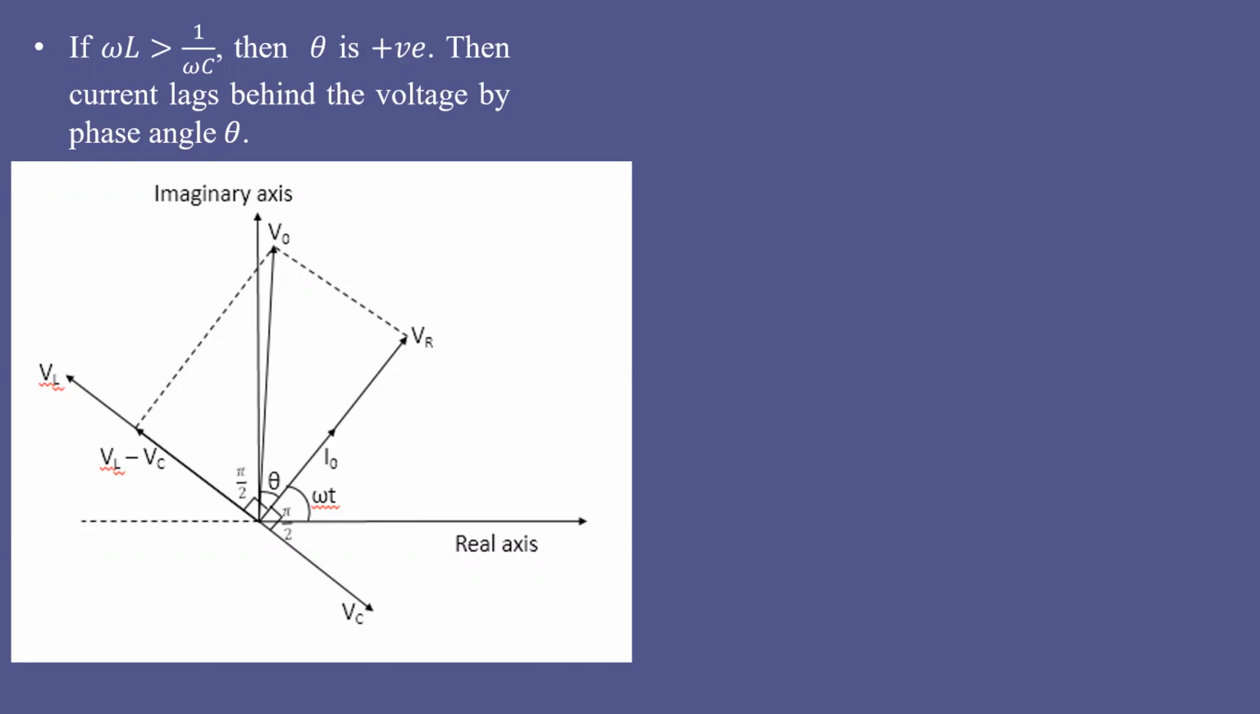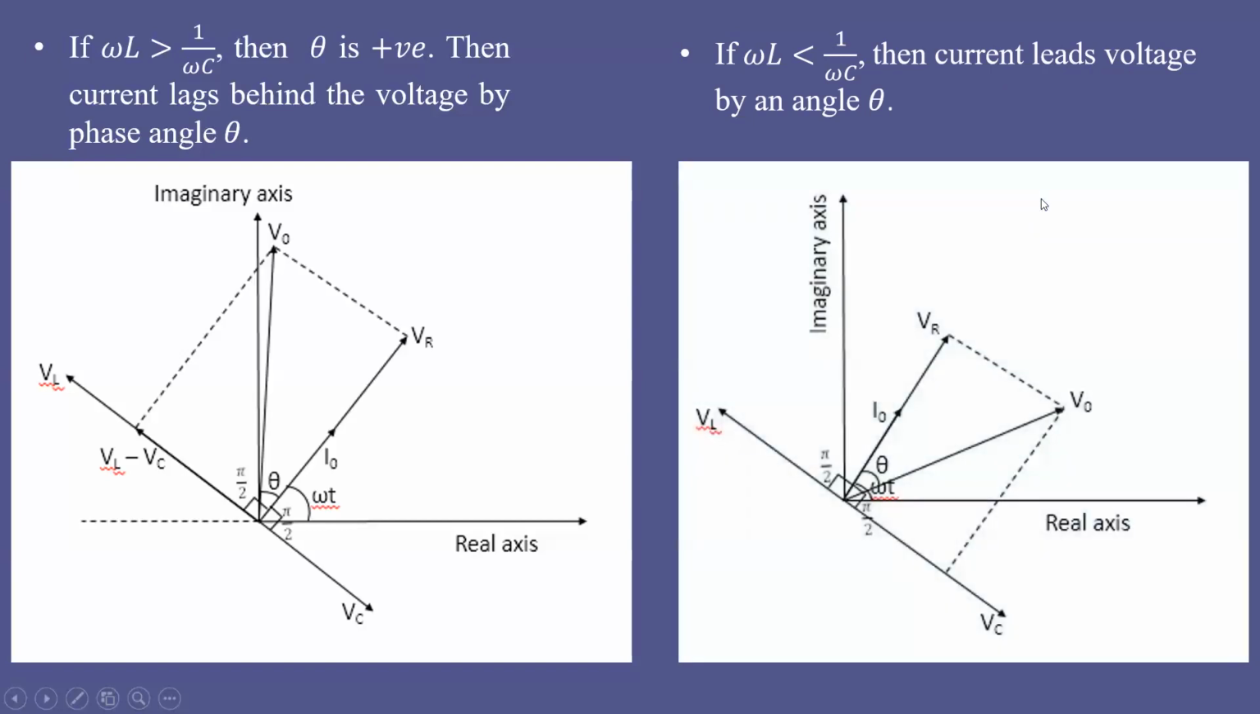Current is lagging. So current I naught is lagging behind the voltage by angle theta. That is how we can represent this in the phasor diagram. Let us take the second case. If omega L is less than 1 by omega C, then it is observed that the current leads the voltage by angle theta. How can it be represented?